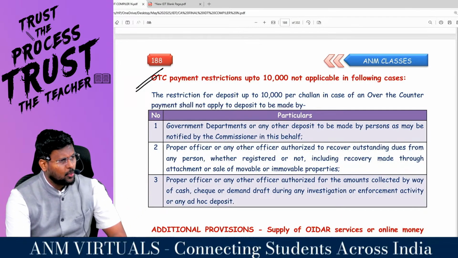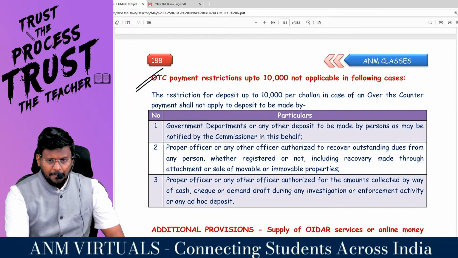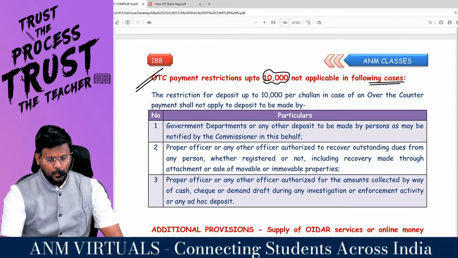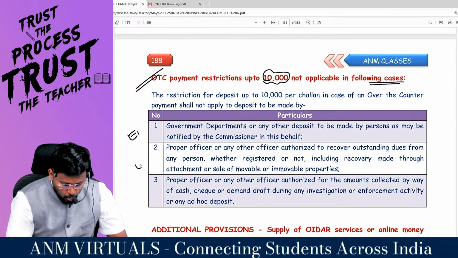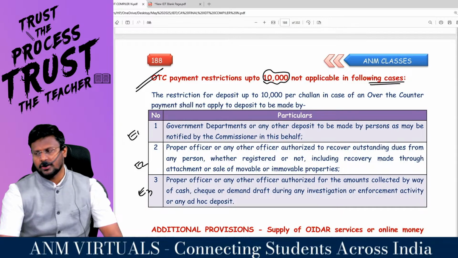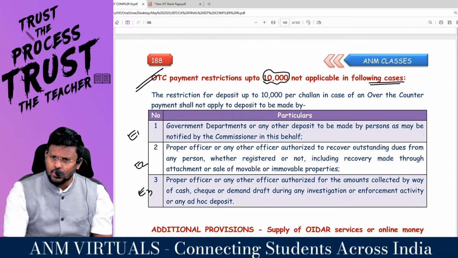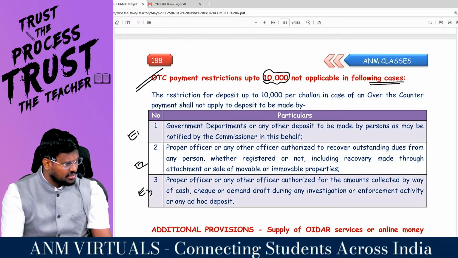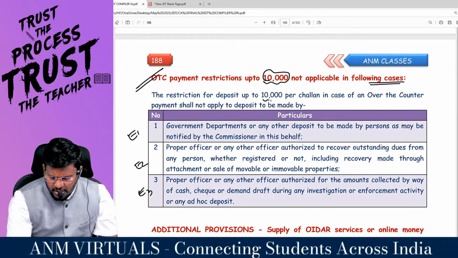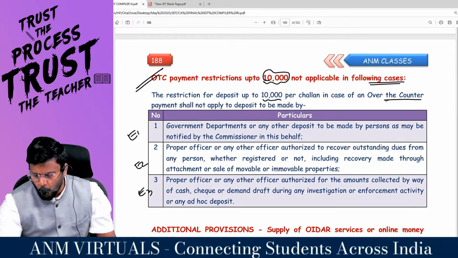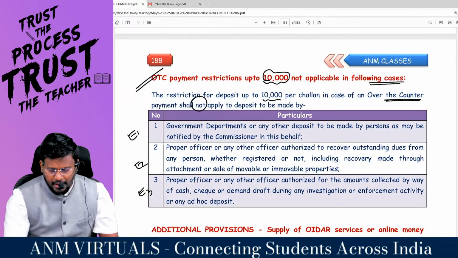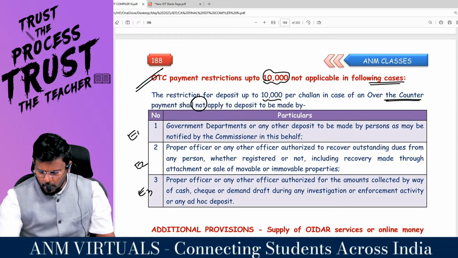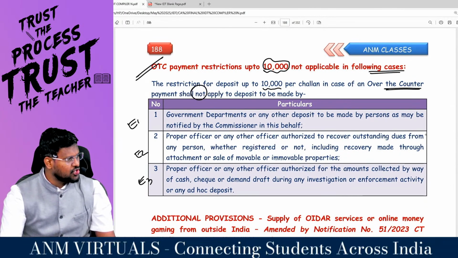That's why OTC payment, what is OTC payment? Over the counter payment restricted up to 10,000, not applicable in the following cases. That means these are exception 1, exception 2 and exception 3. In these 3 cases, my dear lovable student, even you can pay 10,000 crore in cash, government will not ask. The restriction for deposit up to 10,000 per challan in case of an over-the-counter payment shall not apply to deposit to be made by number 1, government department, or any other deposit to be made by person as may be notified by the commissioner in this behalf.